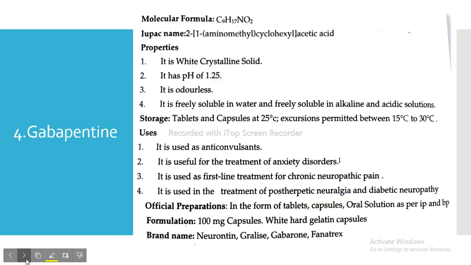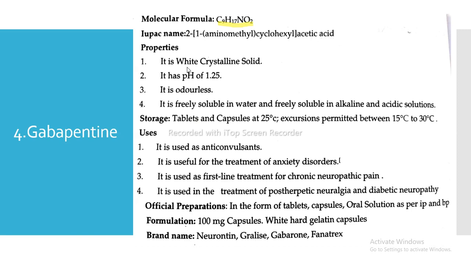Next drug, that is the fourth drug, is gabapentin. The molecular formula is C9H17NO2. IUPAC name is 2-[1-(aminomethyl)cyclohexyl]acetic acid.